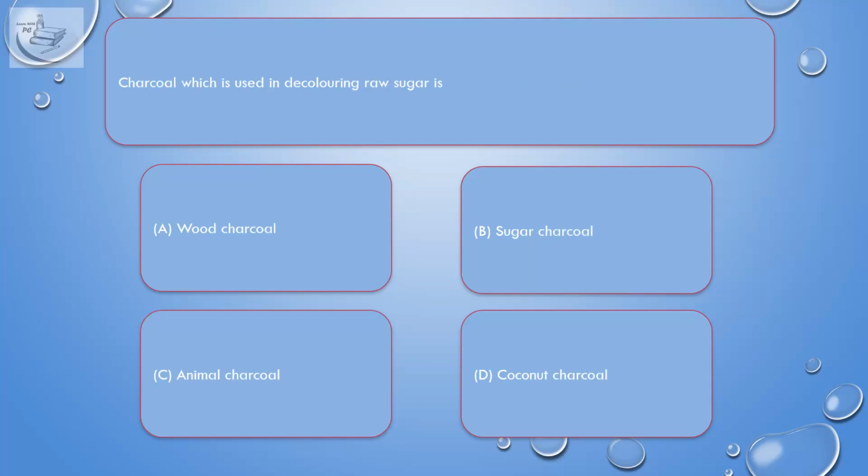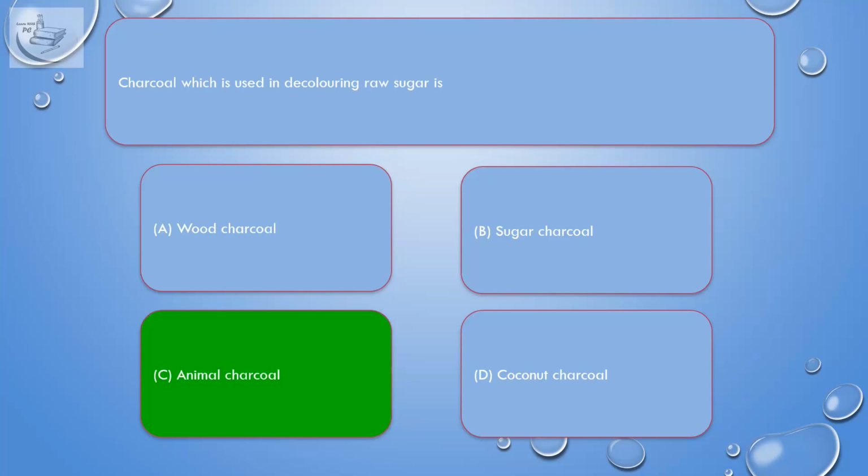Question: Charcoal, which is used in decoloring raw sugar, is A. Wood charcoal, B. Sugar charcoal, C. Animal charcoal, D. Coconut charcoal. Correct answer is C. Animal charcoal.